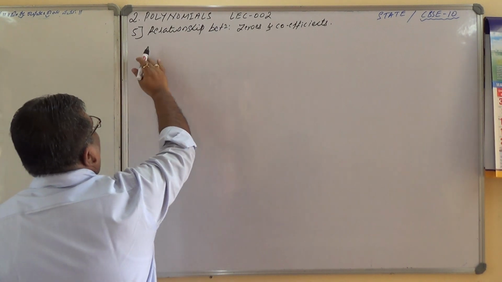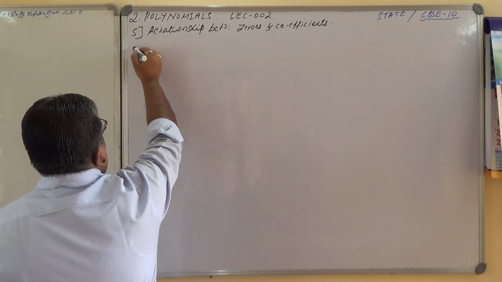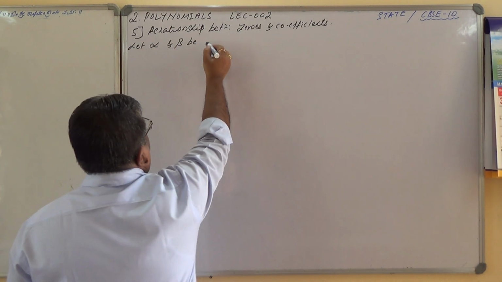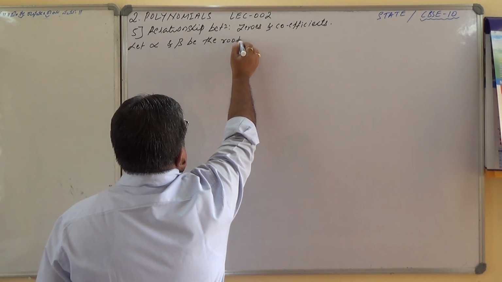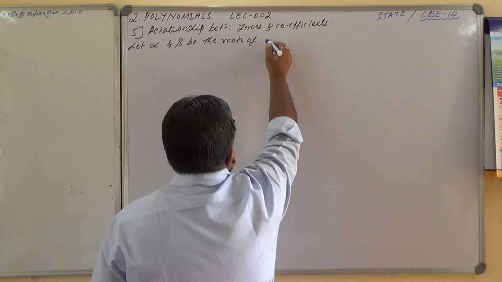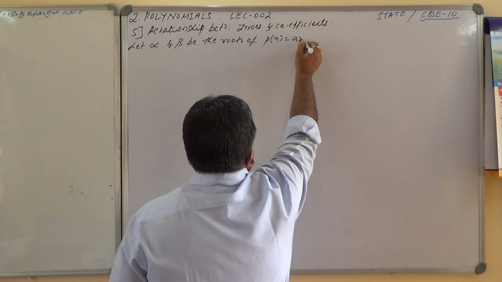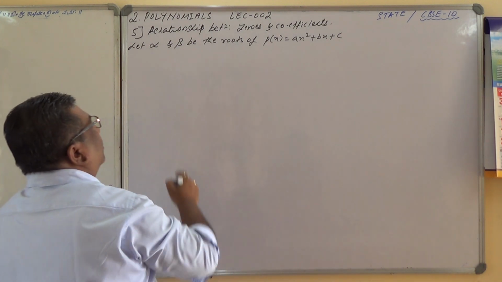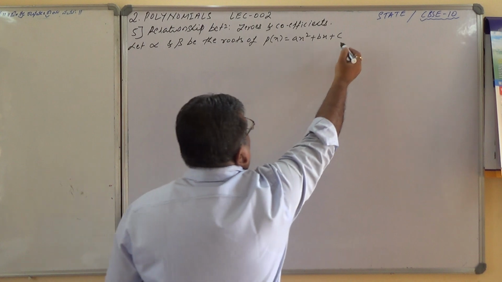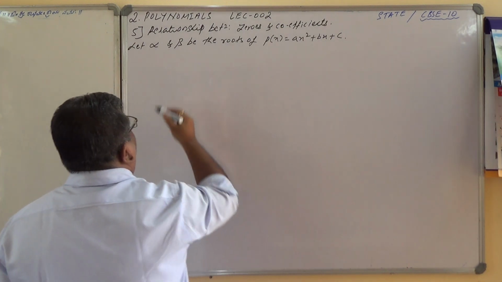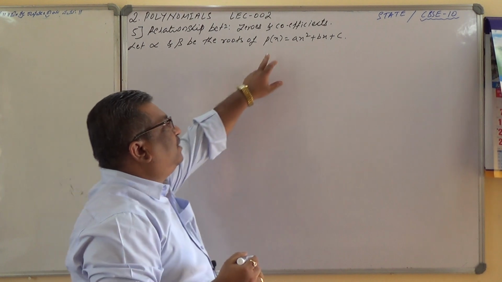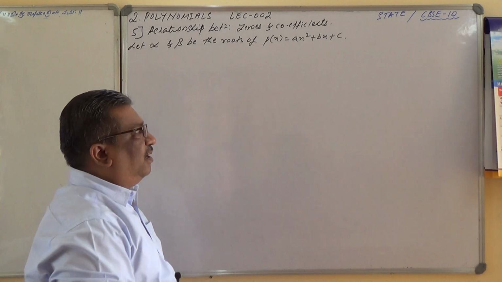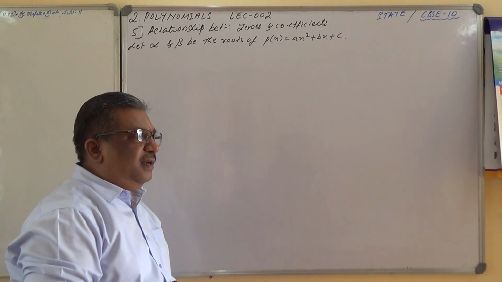So consider a polynomial. Let alpha and beta be the roots of p of x equals ax square plus bx plus c. So alpha and beta are the roots of this given polynomial. If alpha and beta are the roots, then can we express the given polynomial as x minus alpha into x minus beta? This we have studied by factor theorem in the last year, 9th standard.